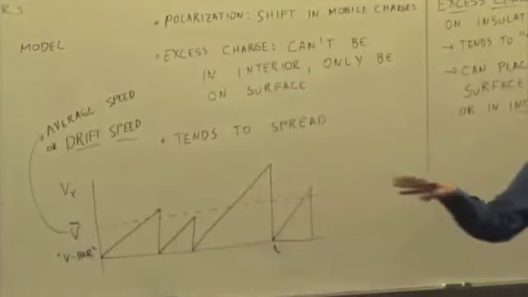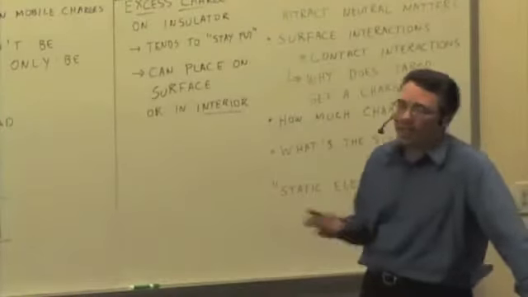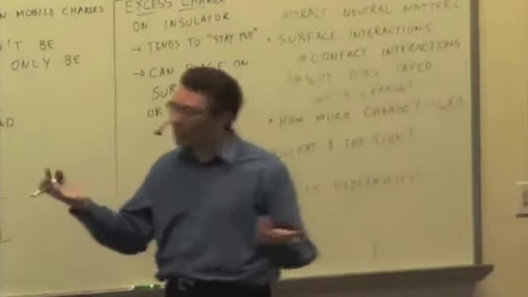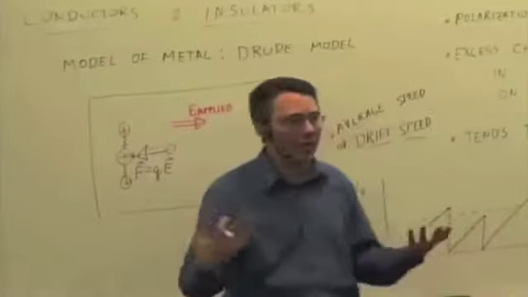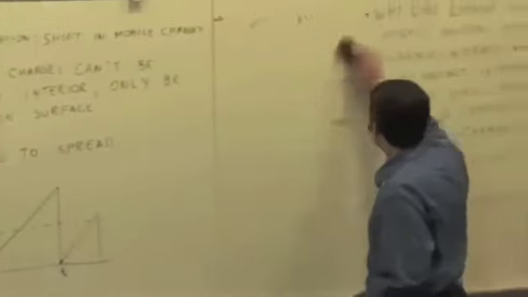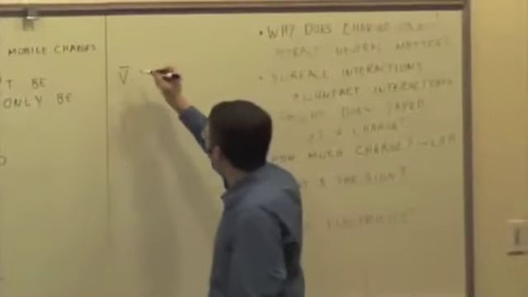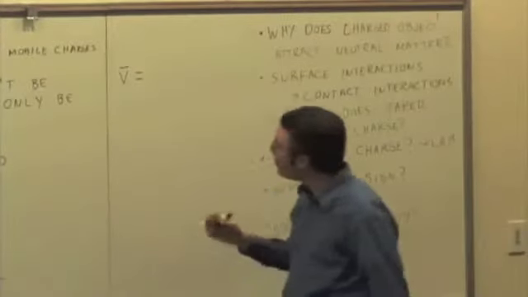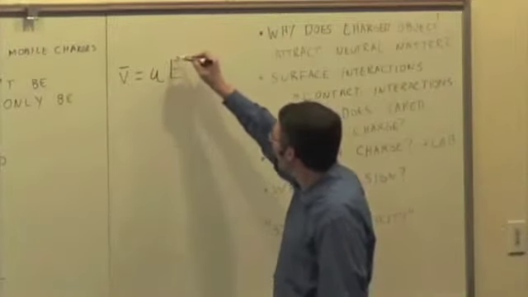So on average, the electron moves at a roughly constant speed with an applied electric field because of this sort of frictional force, where it's constantly colliding with the atomic cores, slowing down and speeding up, and colliding and slowing down. That behavior is parameterized with an equation which says that the drift speed of mobile charges inside a metal is equal to U times the electric field.